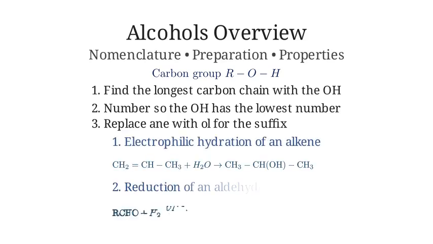Primary alcohols are often prepared in two common ways. We can add water across a double bond using acid catalysis, which is hydration of an alkene, or we can reduce an aldehyde or carboxylic acid to push in extra hydrogens, usually with sodium borohydride or lithium aluminum hydride.